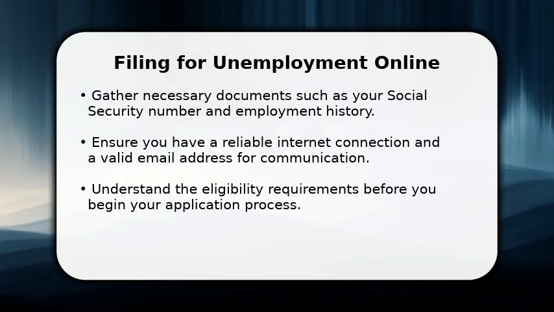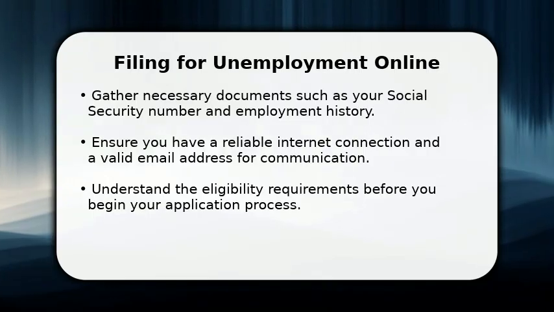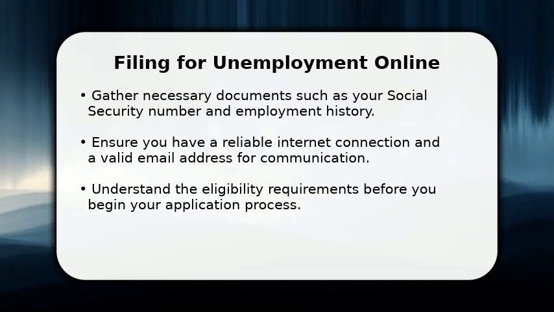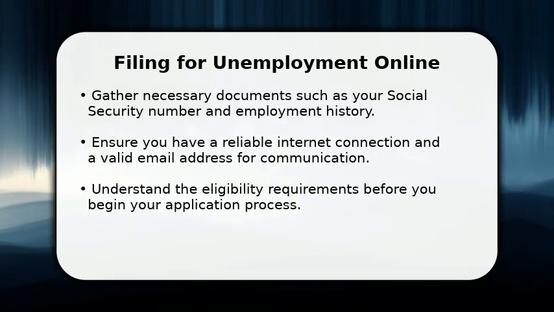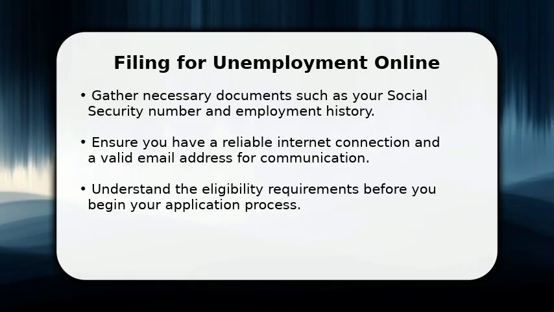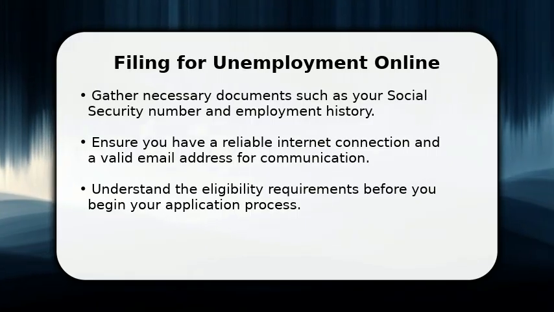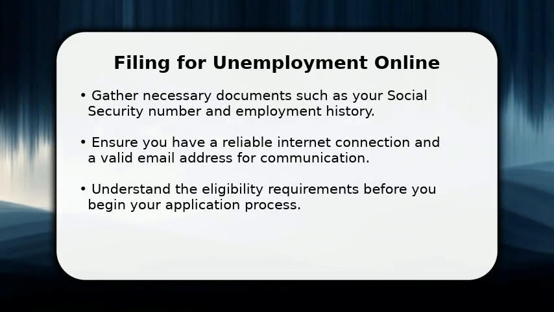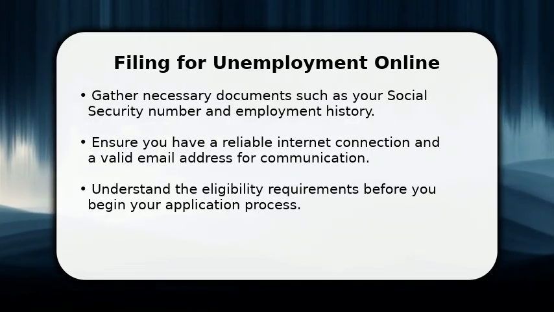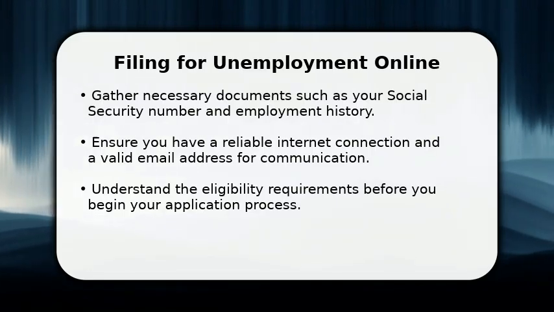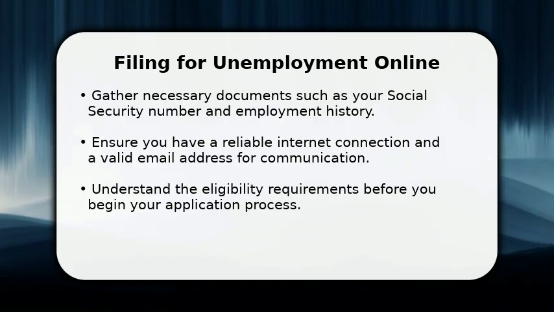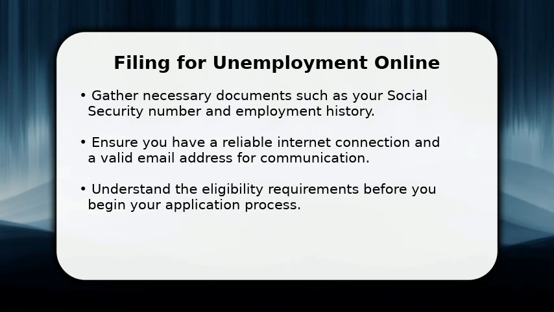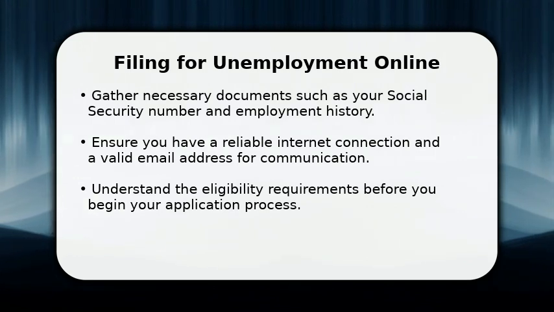In this video, I will explain how to file for unemployment online in California. To start, gather all your essential documents, including your social security number, driver's license or state ID, and your complete employment history for the past 18 months. Make sure you have a stable internet connection and a valid email address. Understanding the basic eligibility criteria beforehand will save you time and ensure a smoother application process. This preparation is key to a successful claim.